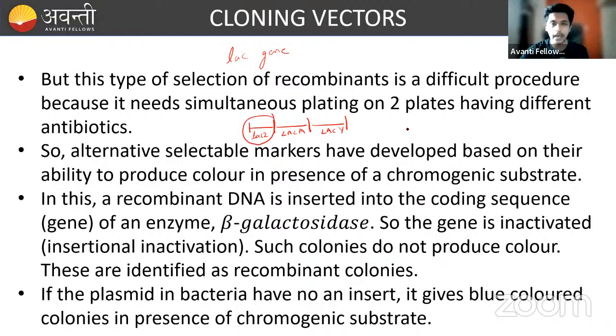Why the lac Z gene? It will produce something called beta galactosidase, and beta galactosidase helps in breaking down lactose into glucose and galactose. Correct, people? So this is what we have learned from gene expression in prokaryotes. Correct?